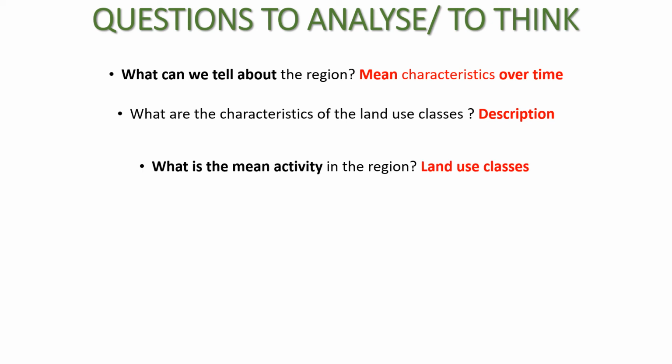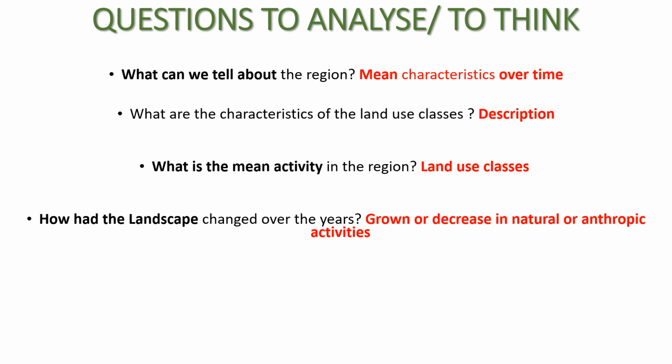What is the main activity in the region? As we remember from our theory, what is the matrix in our landscape? What is the main region? Normally the matrix explains the situation and the organization of the land use and land cover and the characteristics of a landscape. How has the landscape changed over the years? If you have growth or decrease in natural or anthropic activities, if you had an impact in some areas, how did this landscape change?